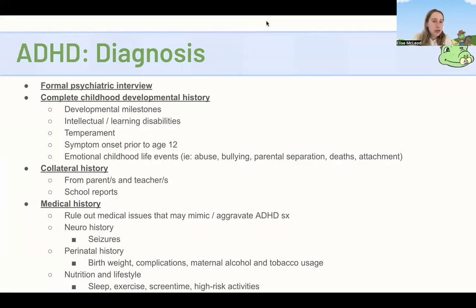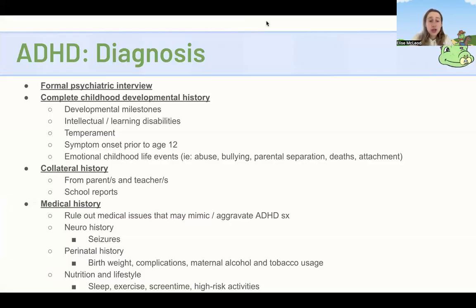But looking at the developmental history, looking at milestones, do they have any comorbid intellectual or learning disabilities? What's the child's temperament like? Were these symptoms occurring before age 12? And did the child have any emotional life events like abuse or bullying, parental separation? Collateral history, as we spoke about, might involve looking at historical school reports. And then a medical history to rule out any medical issues that might mimic or aggravate symptoms.